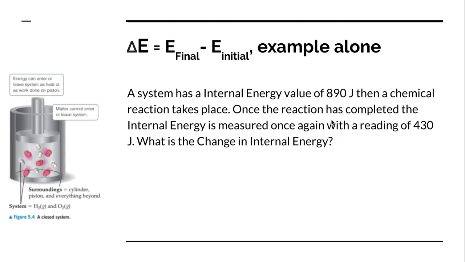Alright, now this one is for you guys to try this time. A system has an internal energy of 890 joules, then a chemical reaction takes place. Once the reaction is completed, the internal energy is measured once again with a reading of 430 joules. What is the change in internal energy? I'll give you guys a few seconds to complete it, but feel free to pause it.